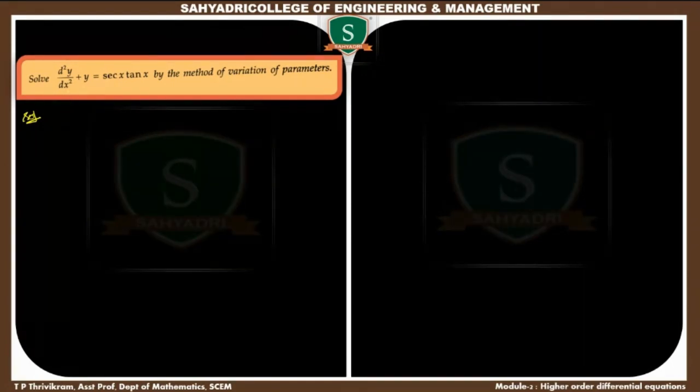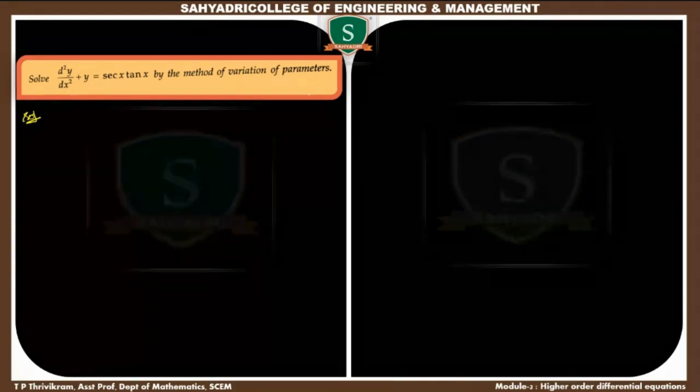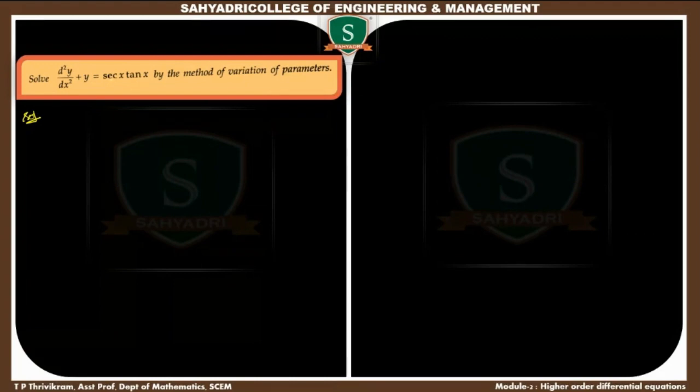Here he will mention it particularly whenever he is giving the method of variation of parameters, they will be giving it like this, or sometimes they will be giving the MVP method. MVP method means method of variation of parameters. So here (D square plus 1) y is equal to secant x tan x.